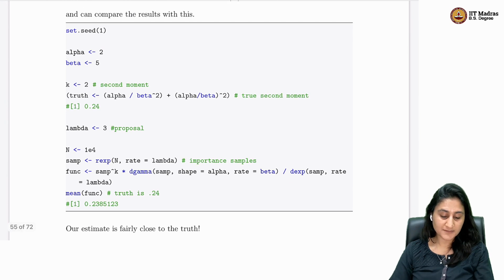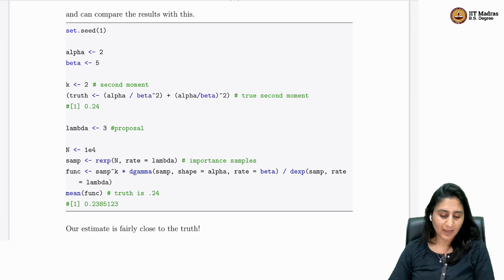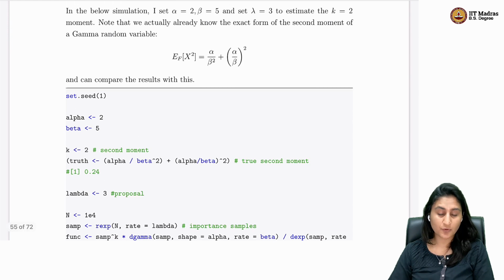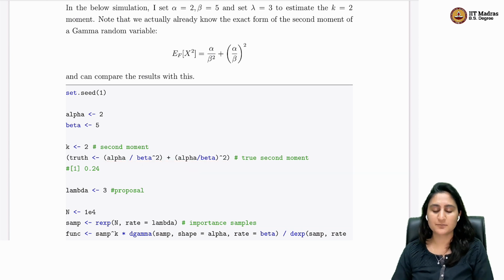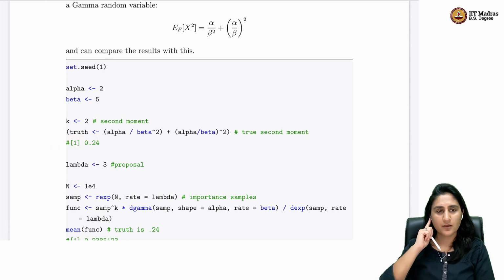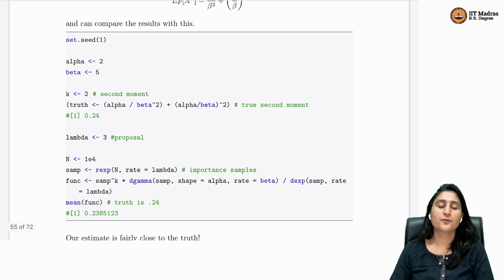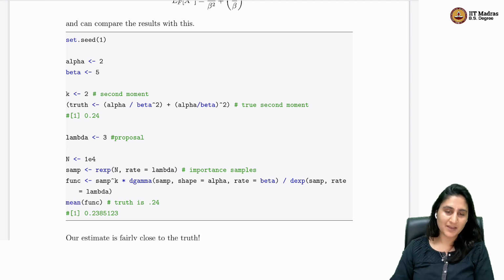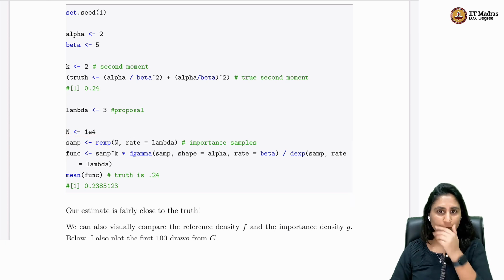First I set my seed so that you can repeat this process and get the same answers as I did. So alpha is equal to 2, beta is equal to 5, k is equal to 2. Now, the true value of theta is alpha by beta squared plus alpha by beta whole squared, so that's the true second moment. When you run this, you'll see that the true value of theta is 0.24 for these choices of alpha and beta. Now we're going to gear up for importance sampling, for which I set lambda equal to 3. Now, n is 10 to the power 4, so it's 10,000.